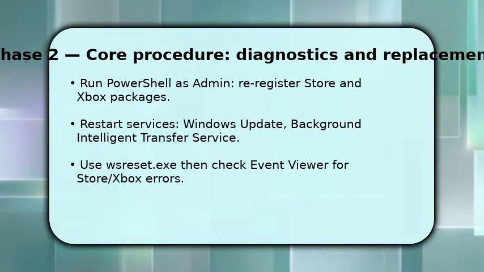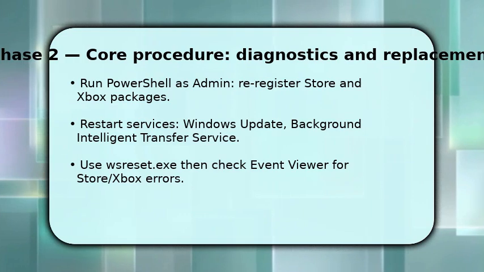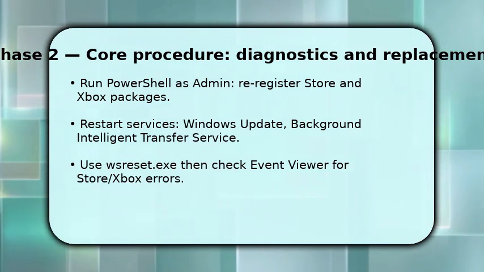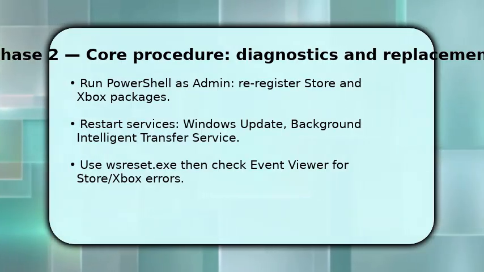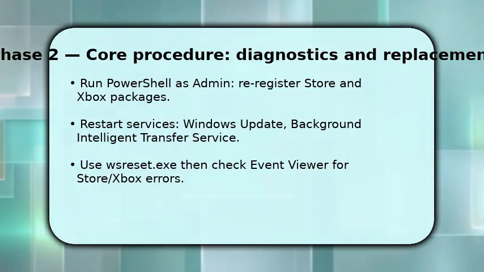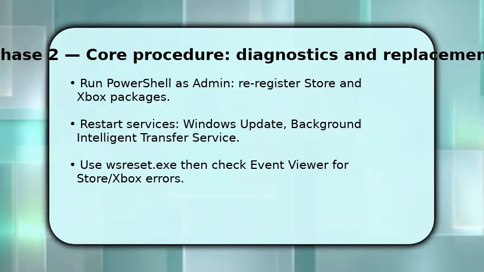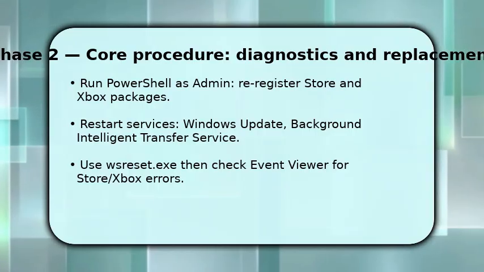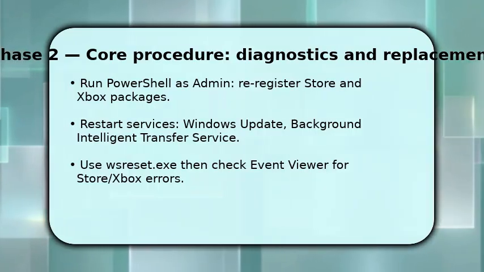Now we handle deeper fixes. Open PowerShell as administrator and run commands to re-register Microsoft Store and Xbox app packages. This repairs broken manifests and permissions. After that, restart critical services like Windows Update and Background Intelligent Transfer Service to ensure downloads and authentication flow correctly.